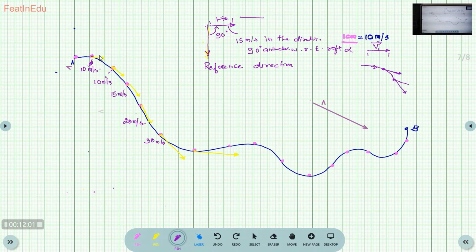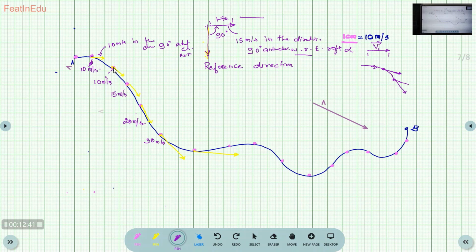Now what is the velocity of the car at this point? See, I am showing it by a 1 centimeter line like this. What is the velocity of the car here? Tell me. 10 meters per second, in the direction 90 degrees anti-clockwise with respect to the reference direction. Understood?